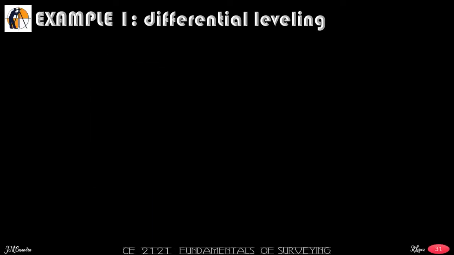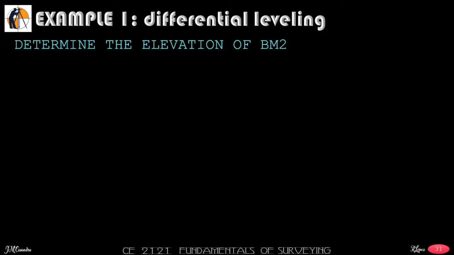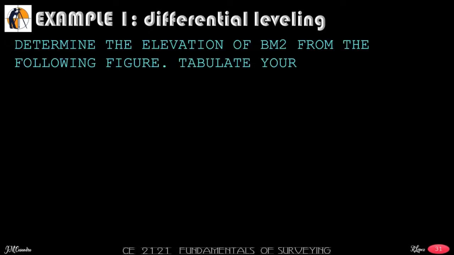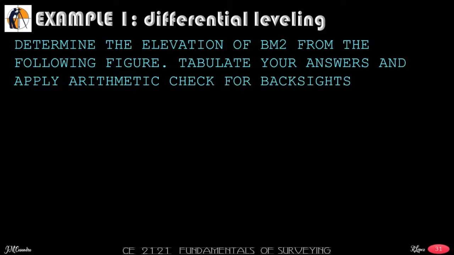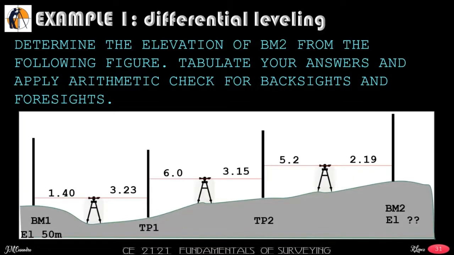So let's have example 1. Determine the elevation of BM2 from the following figure. Tabulate your answers and apply arithmetic check for backsights and foresights. So from this problem, we have now benchmark 1 and benchmark 2. In order to determine the elevation of benchmark 2, we will have to assign turning points. So you can assign 1 turning point or 2 or more than 2.